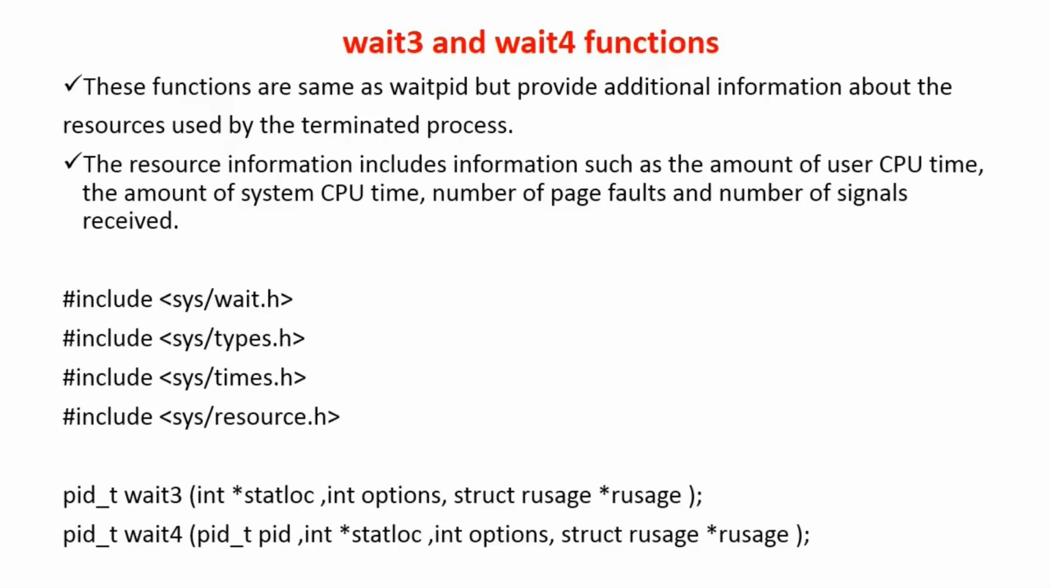The first is the status location, then options, and the structure for resource usage. For wait4, the first argument is the PID, the second is the status location, the third is the int options, and the fourth is the structure for resource usage. The difference is that wait4 is used along with the PID.